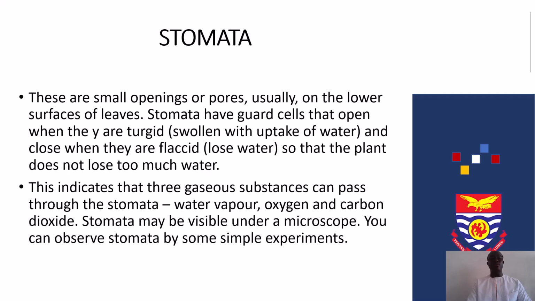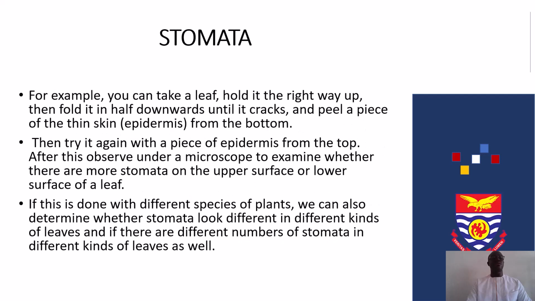Stomata may be visible under a microscope. You can observe stomata by some simple experiments. For example, you can take a leaf, hold it the right way up, then fold it in half downwards until it cracks, and peel a piece of the thin skin, the epidermis, from the bottom. Then try it again with a piece of epidermis from the top.